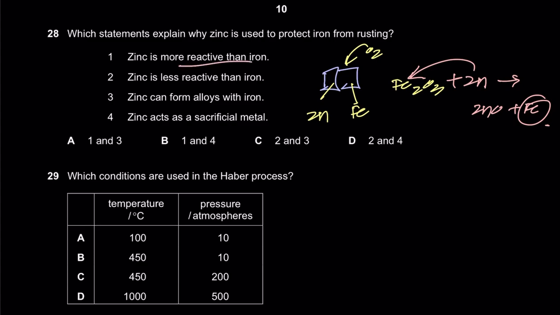So it says zinc is more reactive than iron. Yes, sir. Zinc is less reactive than iron. No, sir. Zinc can form alloys with iron. Absolutely wrong. There's no concept of alloys here. Zinc acts as a sacrificial metal. Yes, it sacrifices itself. So B is correct.